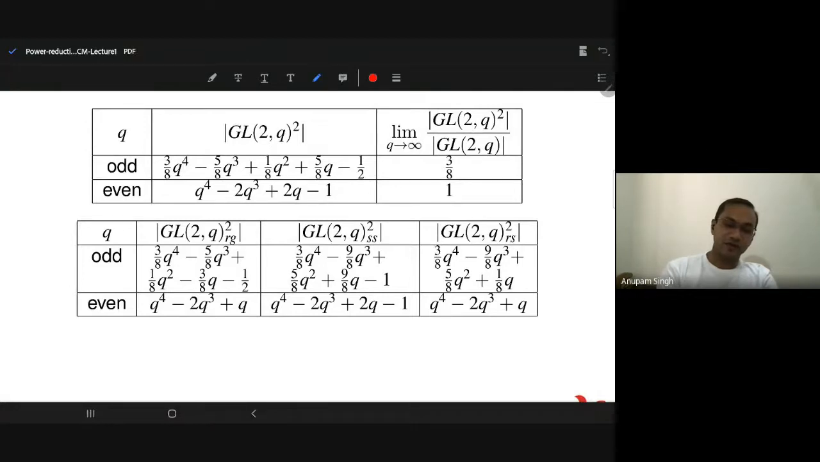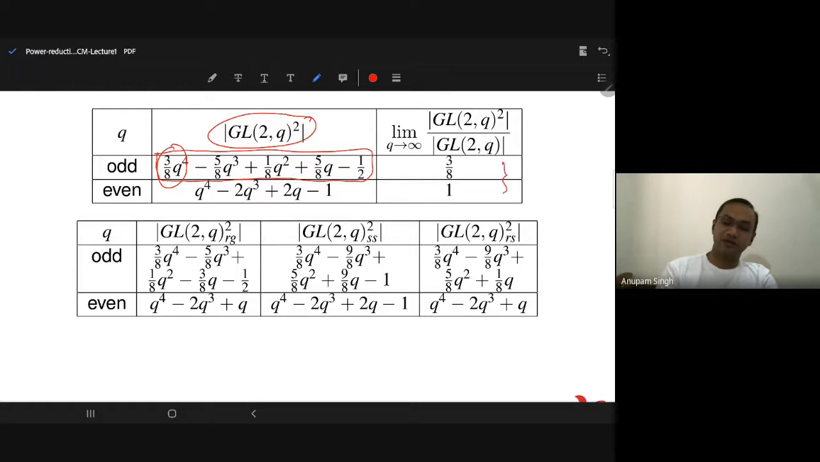So if I want to look at GL2(F_q), right? How many of them are squares? What computation I wrote above, if you sum them up, you get 3 by 8 q to the power 4 minus 5 by 8 q cubed plus 1 by 8 q square plus 5 by 8 q minus half. For when it is even, you can sum it up and you will see that q to the power 4 minus 2q plus 2q minus 1. If I want to look at the limit, I will get 3 by 8 and 1.